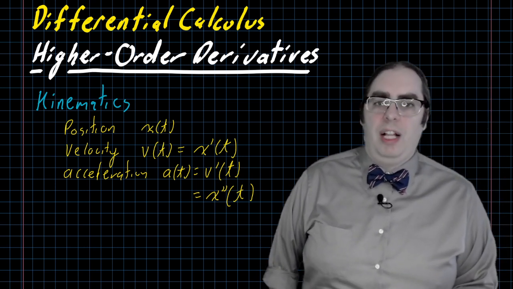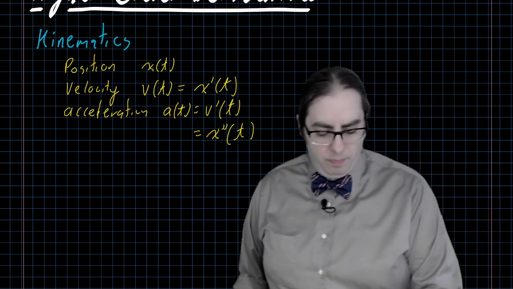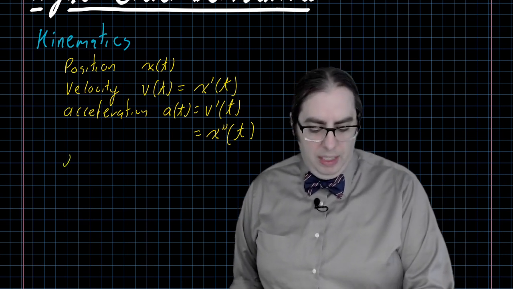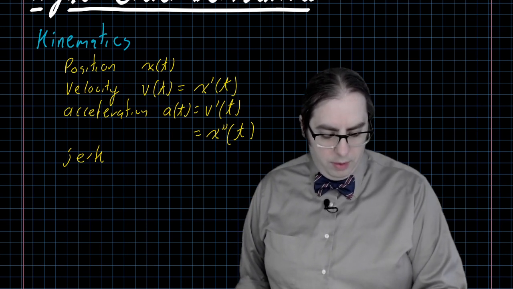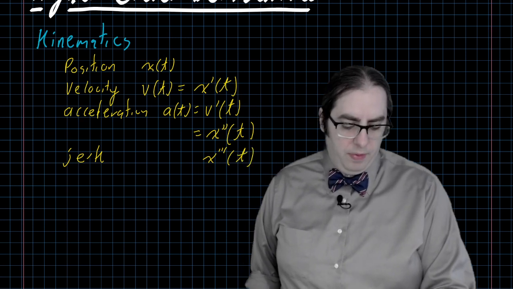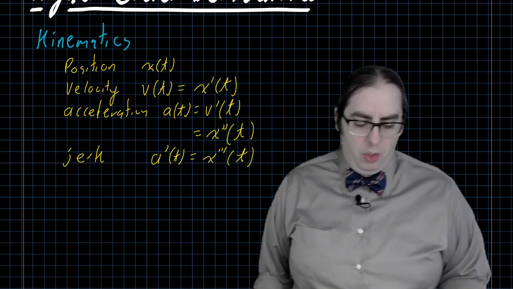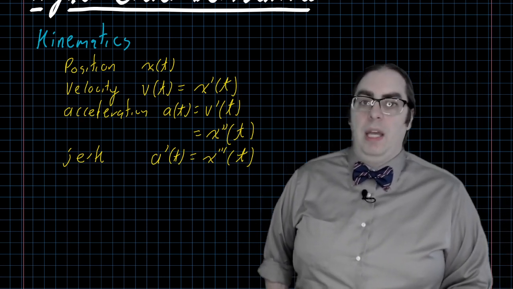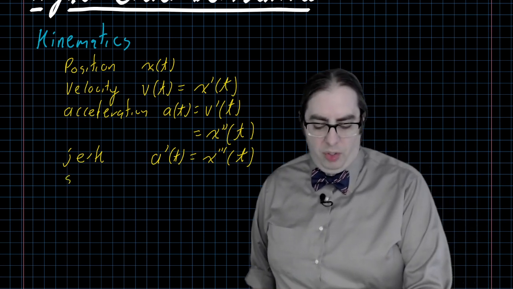And in most physics classes, that's where you stop, but there's no reason that you can't keep going. The change in acceleration with respect to time is called the jerk. And that would be the third derivative of x, right? A prime of t, v double prime, x triple prime. The change in jerk with respect to time is called the snap.